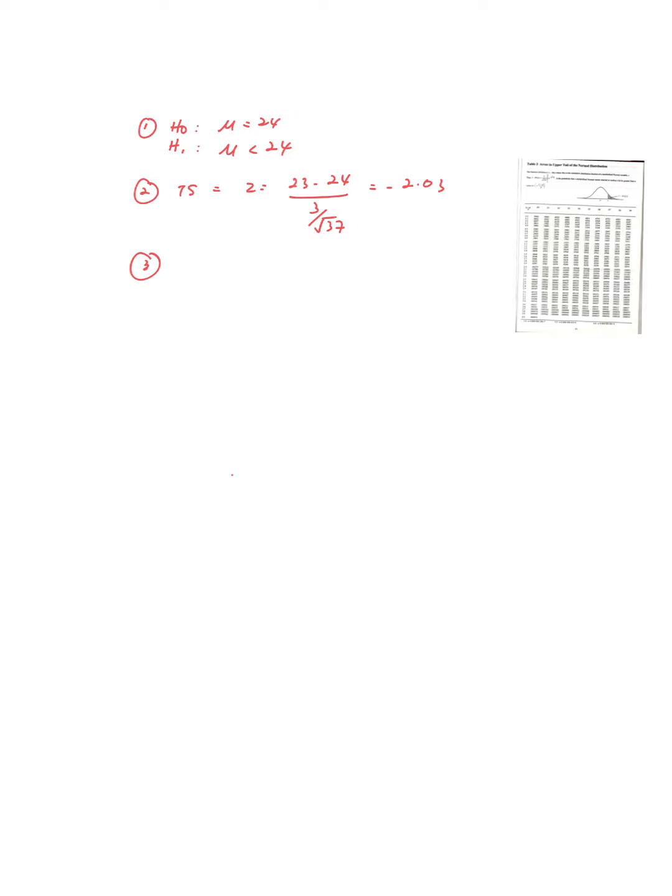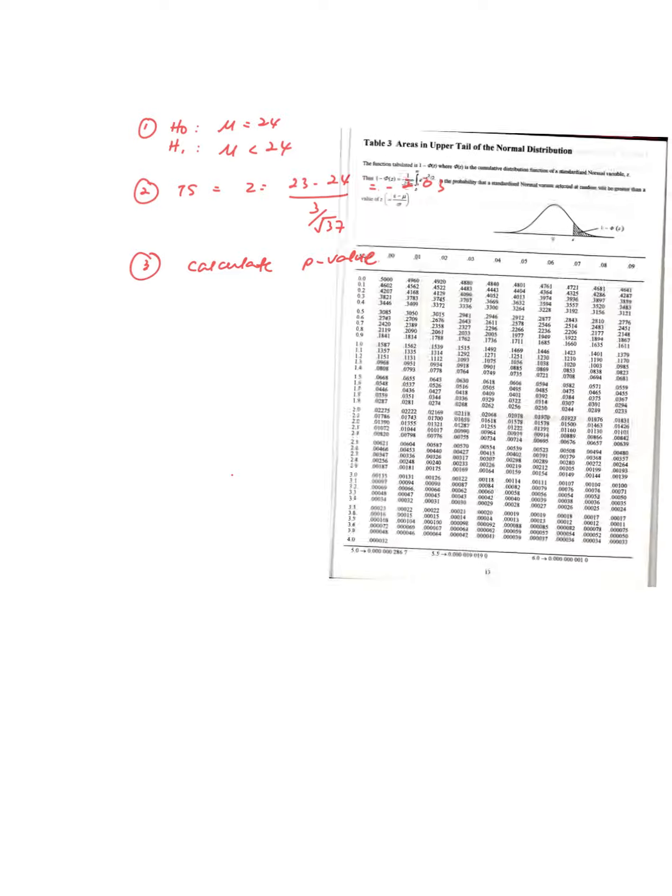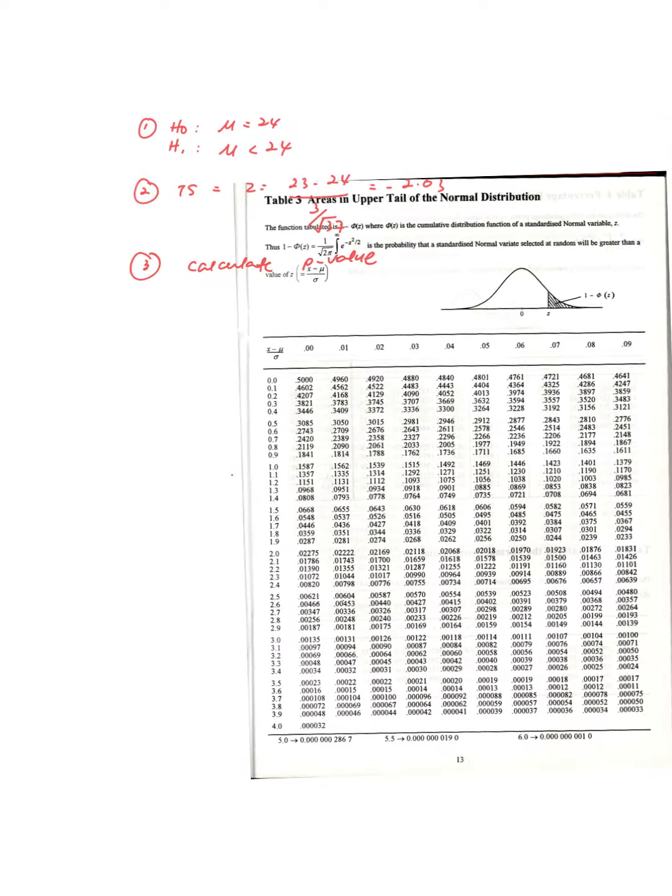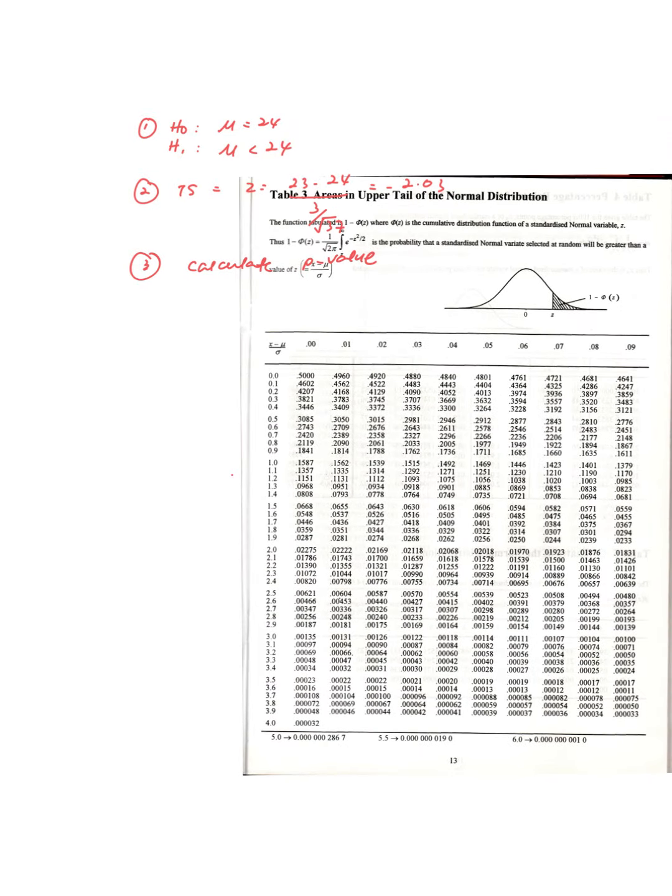You need to calculate the p-value. So how to calculate the p-value? We already know our Z is negative 2.03. So now look at table 3 and find the value of Z 2.03. So 2.03, we will see here.